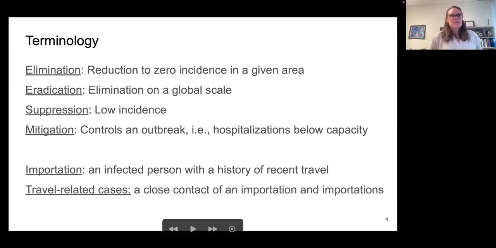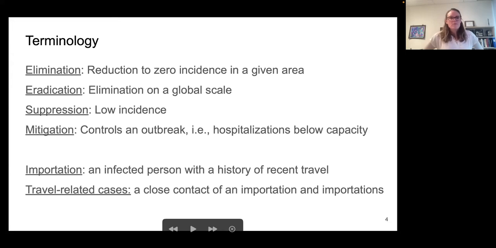Eradication is similar to elimination, but it's on a global scale. So the goal is to reduce incidence to 0 throughout the world. Suppression means that incidence is low, and mitigation aims to control an outbreak. So usually that means to specify control with respect to what. Usually there's some kind of goal associated with mitigation. So during the pandemic, an example of that goal might have been to keep hospitalizations due to COVID-19 below hospital capacity.